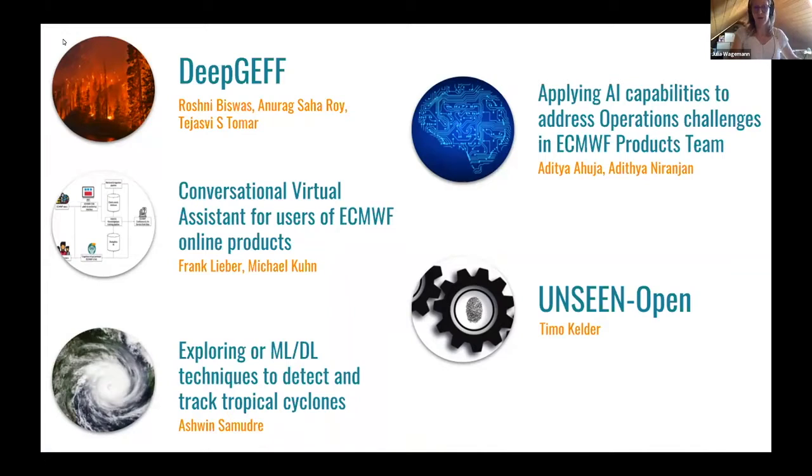Then the project exploring machine learning or deep learning techniques to detect and track tropical cyclones. The 4th project on machine learning is applying AI capabilities to address operational challenges in the ECMWF products team. And the 5th project is related to implementing a reproducible workflow for open data related to seasonal forecast data. This is the project Unseen Open. These 5 projects will be presented today by the project teams, covering what the project is about and their midterm results so far.